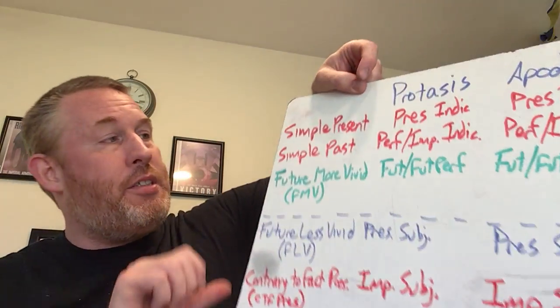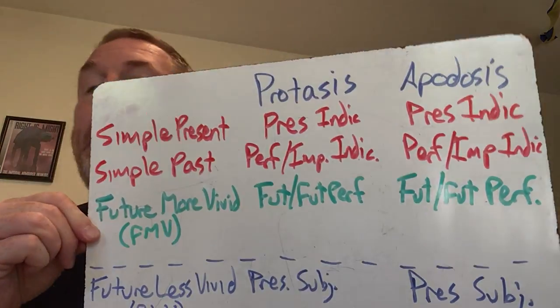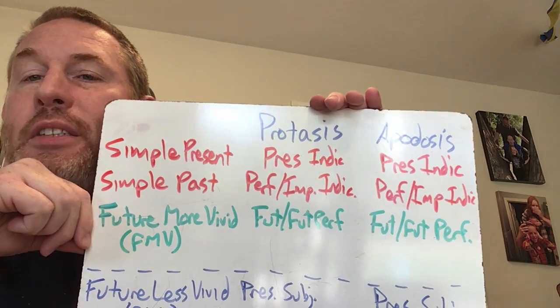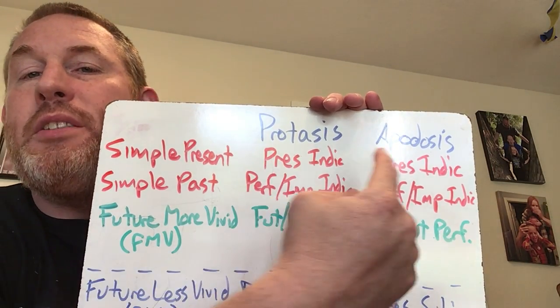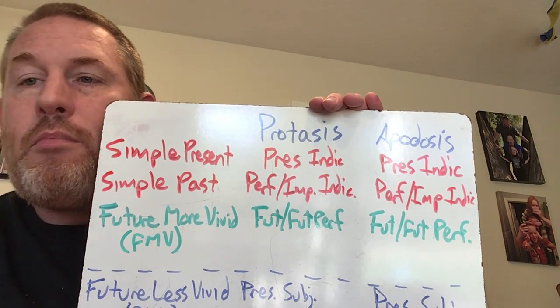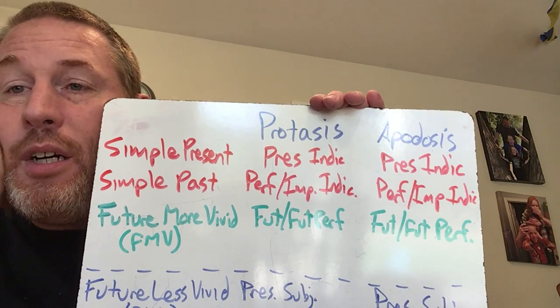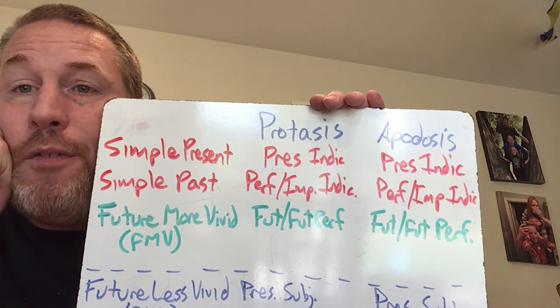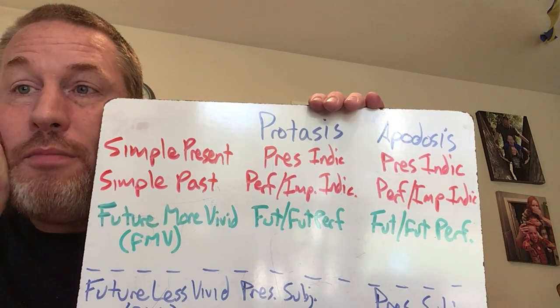So I'm going to show you the breakdown of the protasis and apodosis. So above this line are the indicatives. The first one is called the simple present. It takes the present indicative in the protasis and present indicative in the apodosis. Don't worry, there are examples coming. But the simple present, quite simply put, is the most likely. It's 90% likely. If I teach you this, then you learn it.